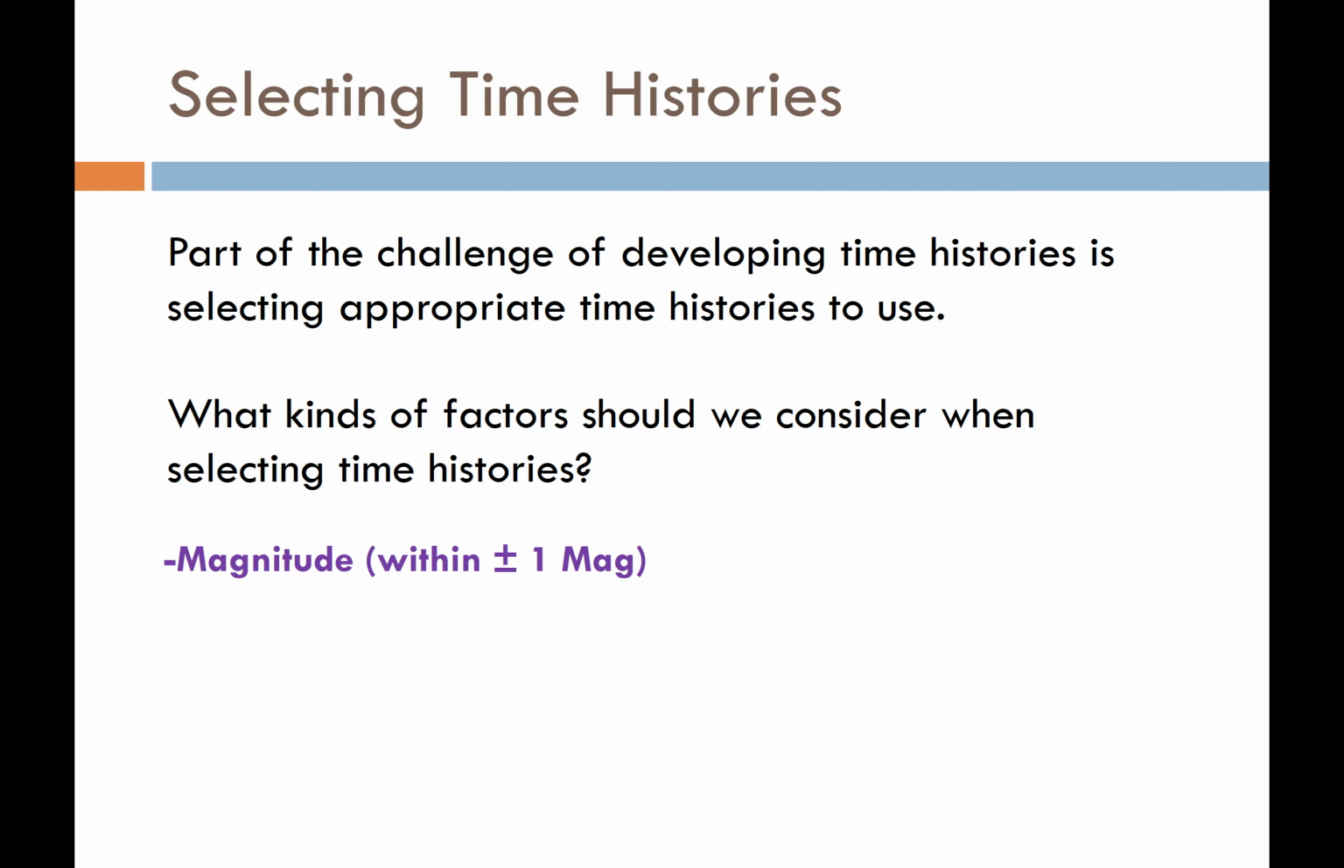So here are some things that we should consider when we select time histories. One, of course, we would want the recorded earthquakes to come from magnitudes similar to the earthquake magnitude associated with our design earthquake, typically within plus or minus 1 on the moment magnitude scale. It would be nice if they were closer than that, but we'll take what we can get. Distance, of course, is important. We typically want the source to site distance to be within plus or minus 10 kilometers of what our site is from the anticipated earthquake source.